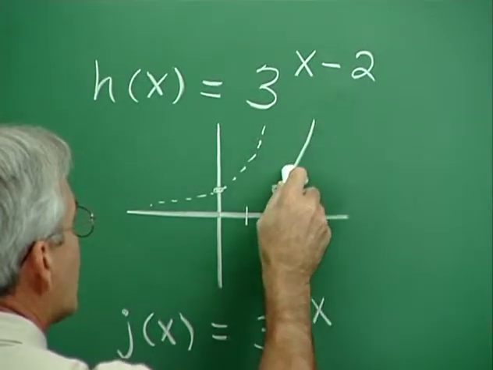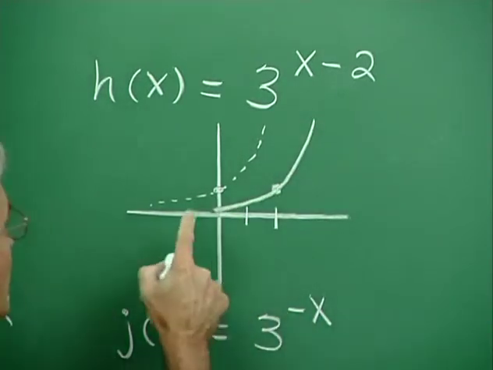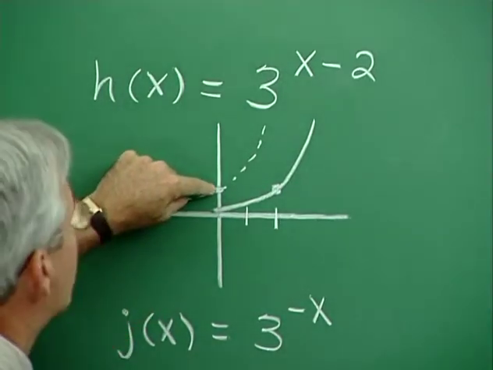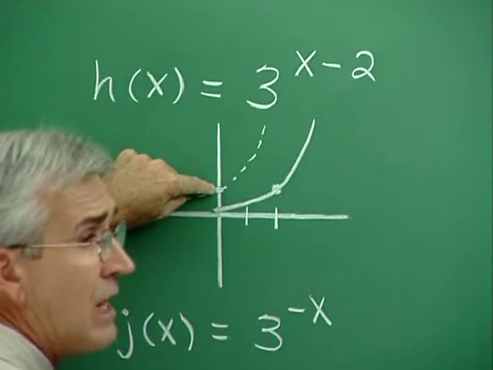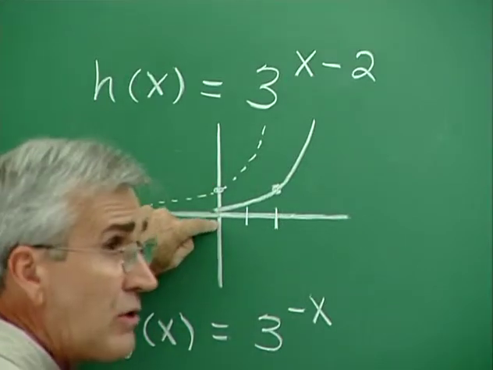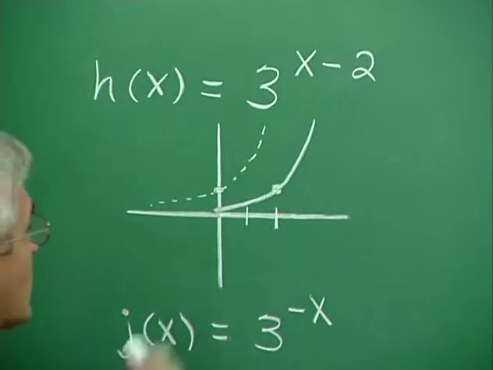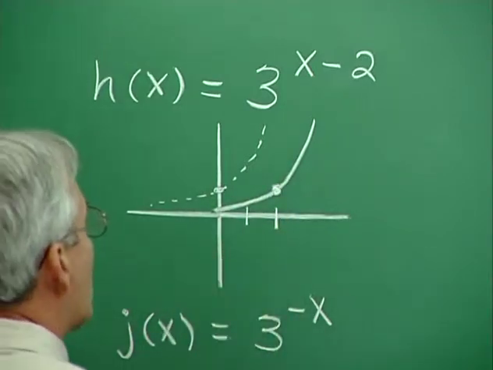Now notice I'm using as a reference point that point (0, 1). It's that point that's on many of the exponential function's graphs. The graph doesn't actually go through the origin. The origin was a key point in many of our transformations from before. But here we're using the point (0, 1). Okay.